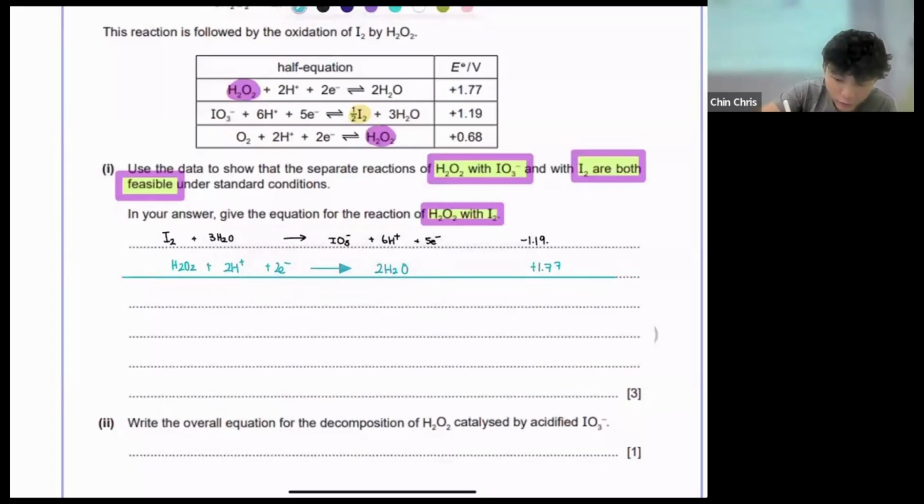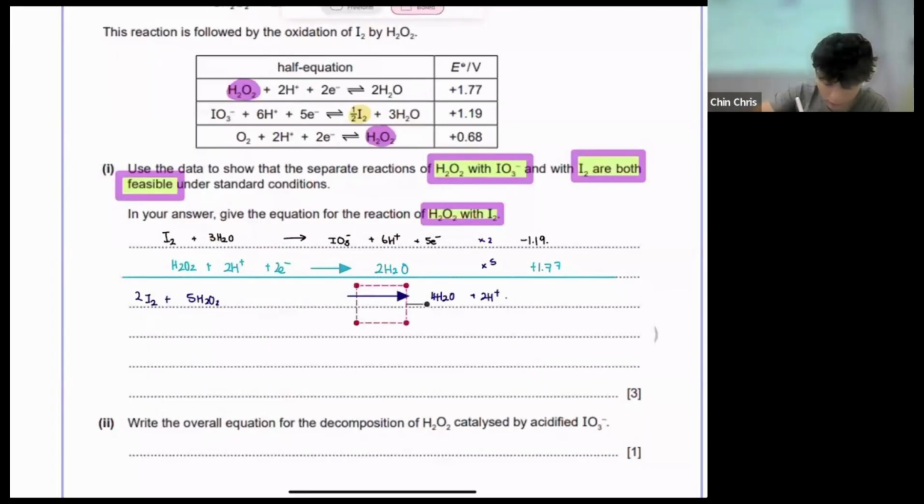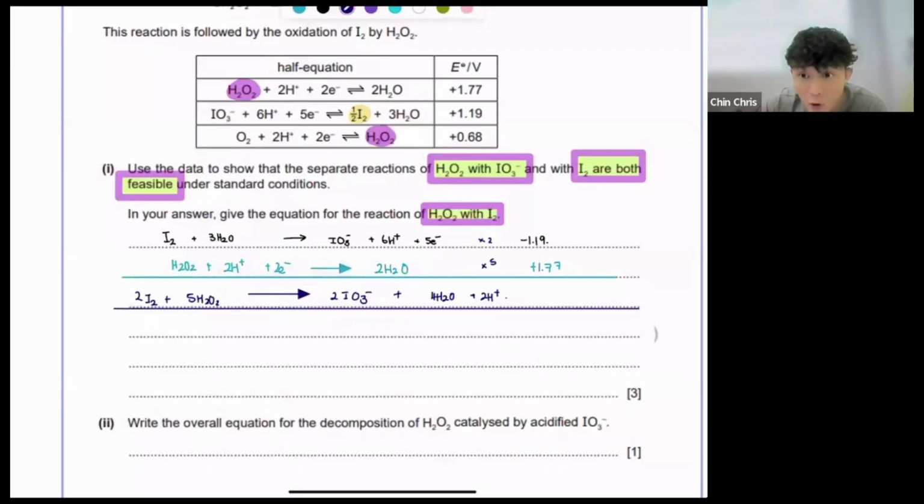So it's going to be this reaction times 3, this reaction times 2, this reaction times 5. So 2I2 plus 5H2O2 then turns into 2, 3, 6, 10. You still have a 6. You still have a 4H2O here. And 2, 12, 10. You still have a 2H plus here, correct? And that's it, right? I think. And you have a 2IO3 minus. That's your answer. Correct. So guys, I get my overall equation already.